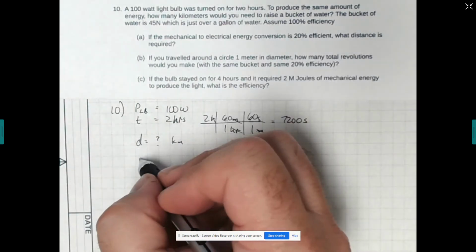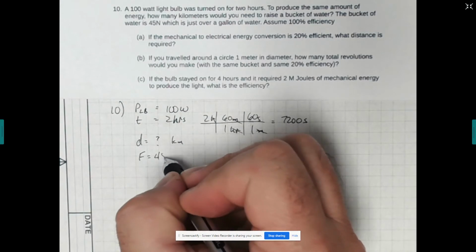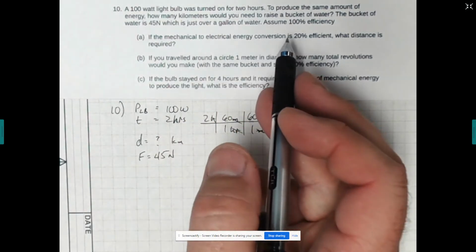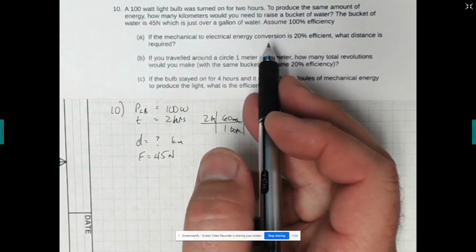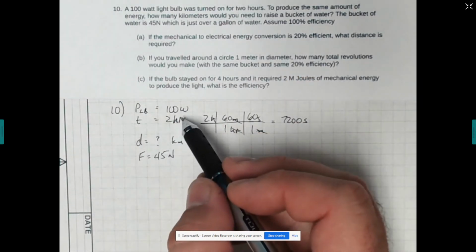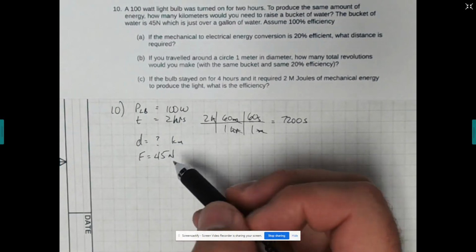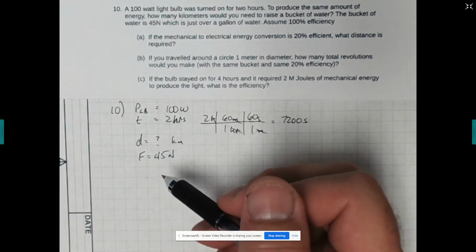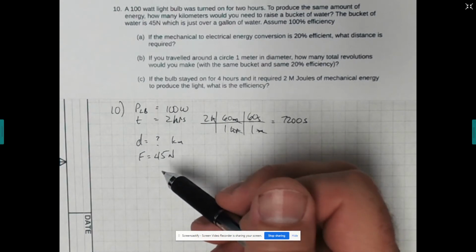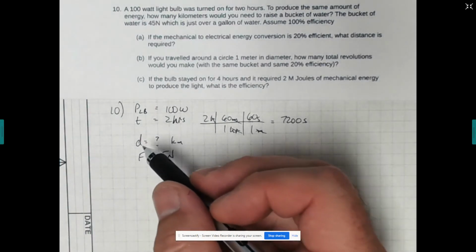The bucket of water is 45 newtons, so my force is equal to 45 newtons, which is just over a gallon of water. Okay, we're going to assume that there's 100% efficiency, so that means my power out and my power in are the same. So the power that the light bulb has is the same amount of power that I mechanically have as I'm raising the bucket. Okay, so first I have to solve for work in order to solve for the distance.